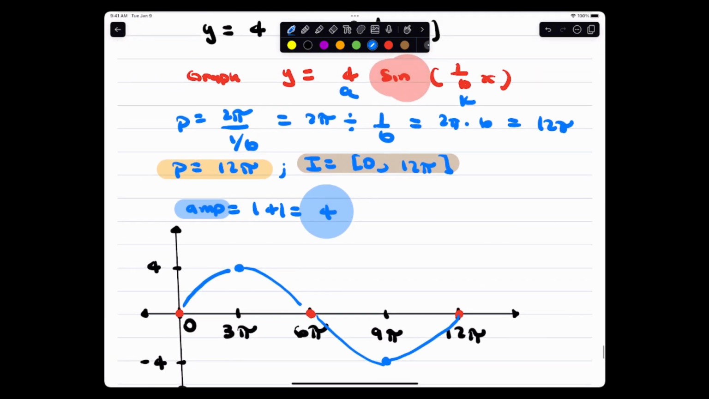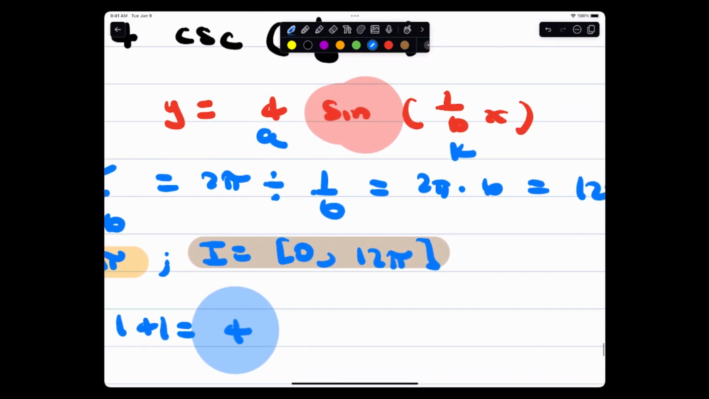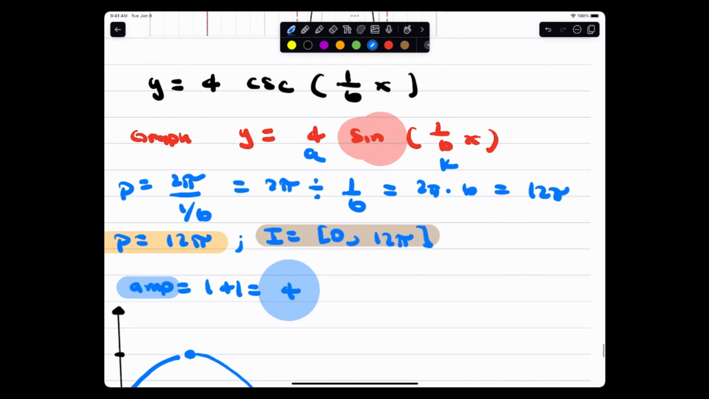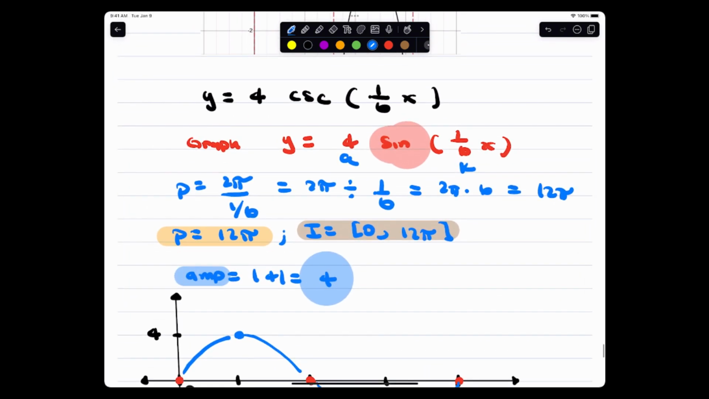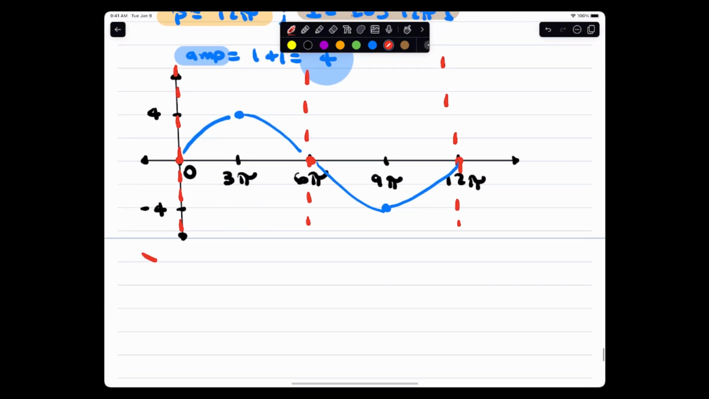Wasn't that the key, ladies and gentlemen? To sketch sine? All right, remember this. Why do you want the sine curve? You want to draw the vertical asymptotes. They always happen at the x-intercepts for sine. So you have the first vertical asymptote, the second vertical asymptote, and then you have the third, because you go to those x-intercepts.